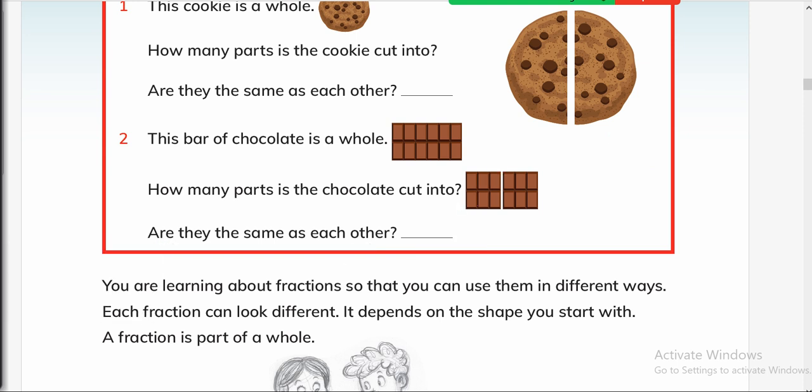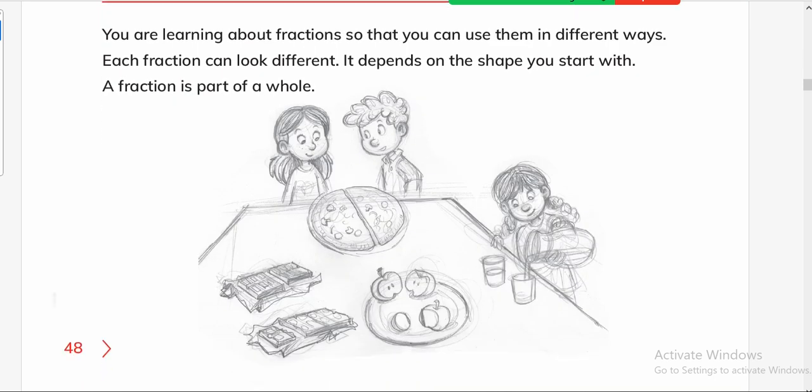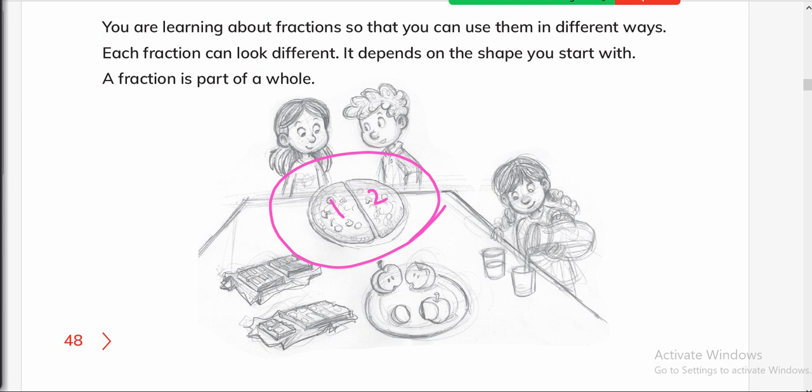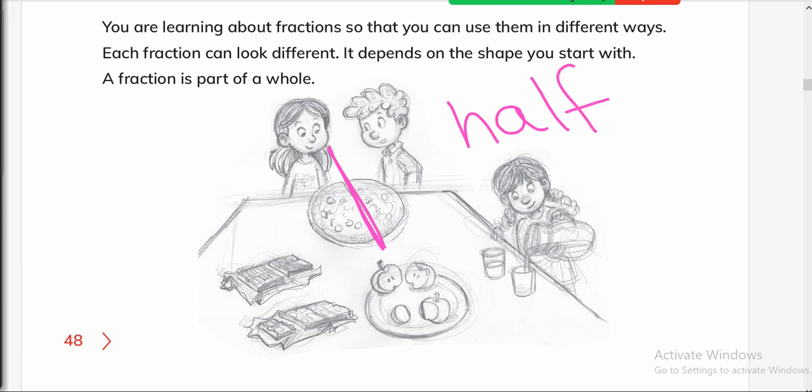Now let's move on to next page. Okay, there are two kids in the picture and they have the pizza. They cut the pizza into two equal parts. So how many parts are there? One and two. There are two equal parts, and what they did to the pizza? They did half, half.